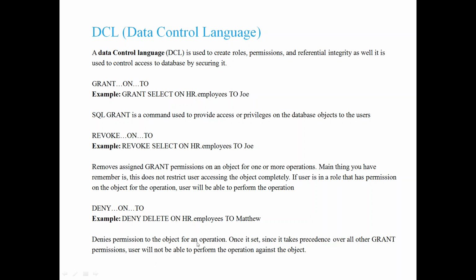So deny denies permission to the object for an operation. Once it's set, since it takes precedence over all the grant permissions, the user will not be able to perform the operation against the object. So that is the only major difference between the revoke and deny.